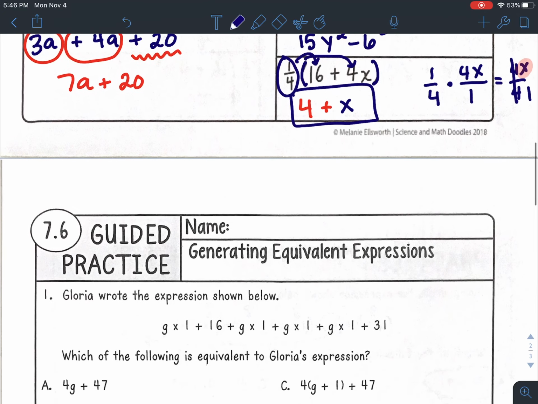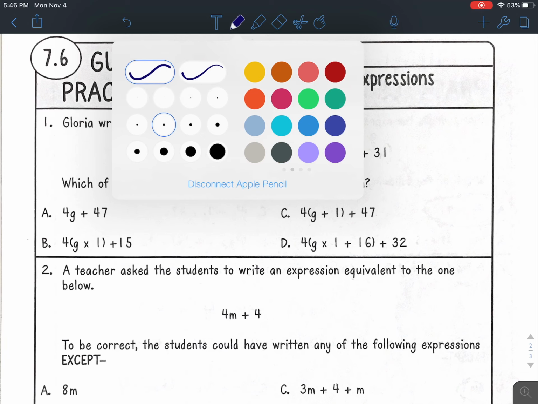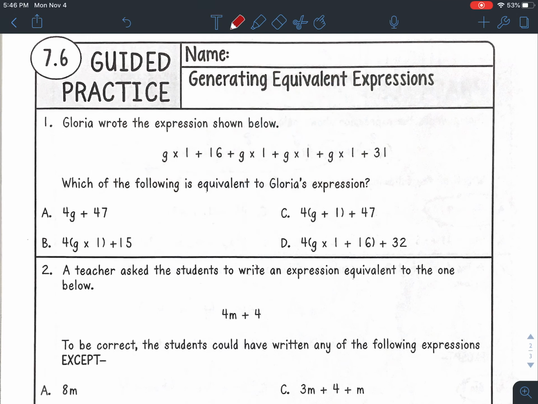So now let's look at the back. Now, when I see questions like this, I want to be able to kind of break it apart a little bit. So it says, Gloria wrote the expression shown below. We have g times 1 plus 16 plus g times 1 plus g times 1 plus g times 1 plus 31. So when I'm looking at this, I want to kind of break it apart into the multiplication and then the addition pieces.